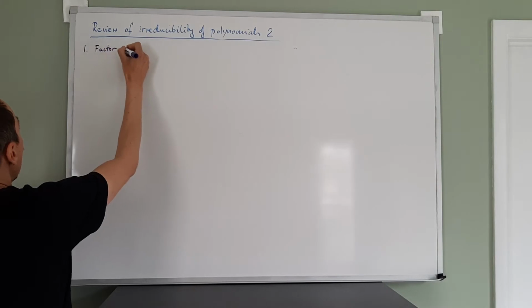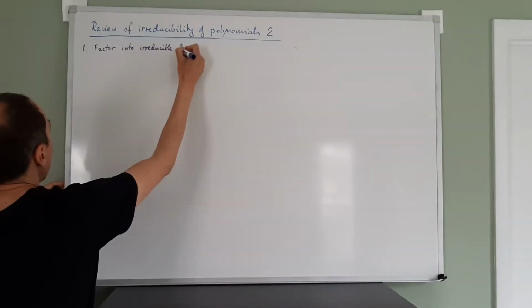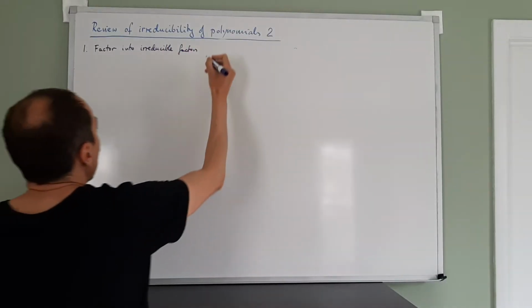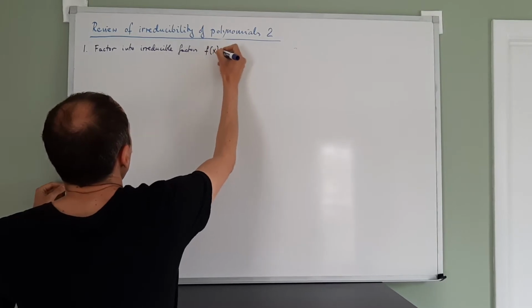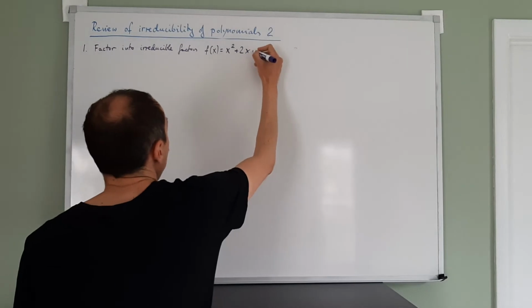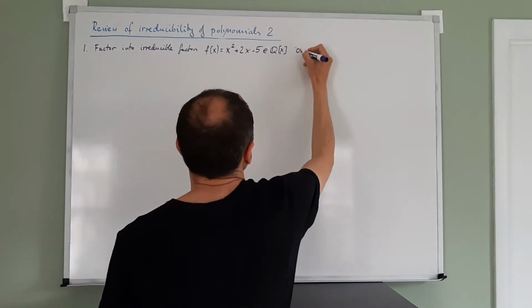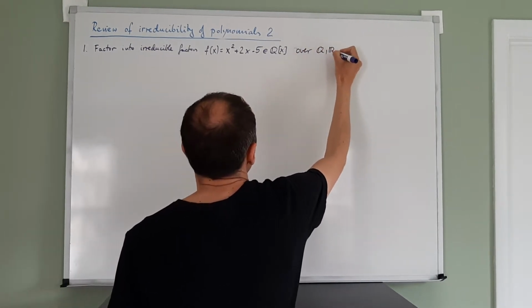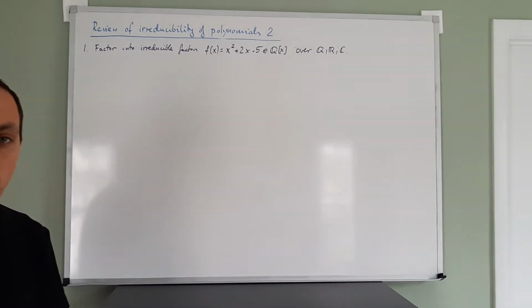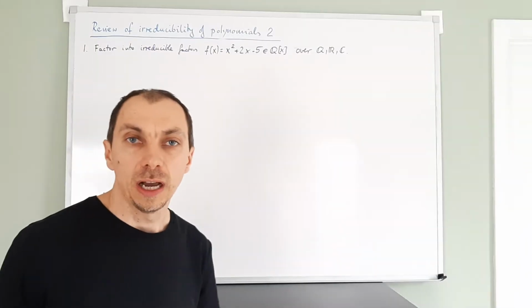Number 1, factor into irreducible factors the following polynomial, f of x equal to x squared plus 2x minus 5. It's a polynomial with coefficients in Q. And I ask you to do this over Q, R, and C. Okay, you can pause the video now and try to do it yourself. And I will now show you how to solve this.